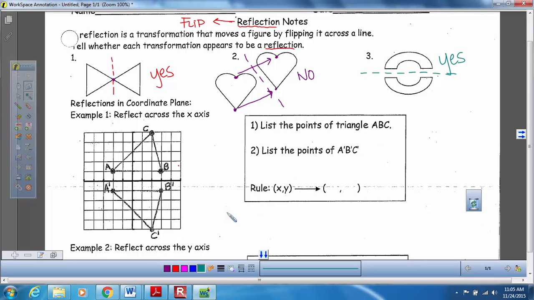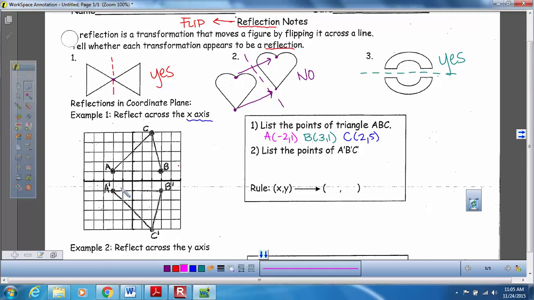Now, let's look at it on the coordinate plane. First off, we want to list the points of triangle ABC. Looking at A, those points are -2, 1. B would be 3, 1. And C would be 2, 5. Now, they want us to list the reflection. It was reflected across the x-axis.